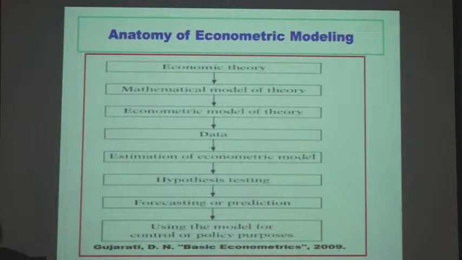So this is the anatomy of econometric modeling. These are some of the steps used in building the econometric model. Our further lectures will focus on the measurement of economic modeling, so we should have basic knowledge of econometric modeling. It starts from economic theory and goes to policy purposes.